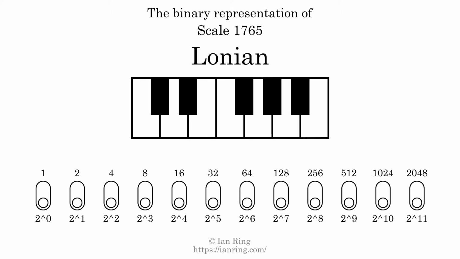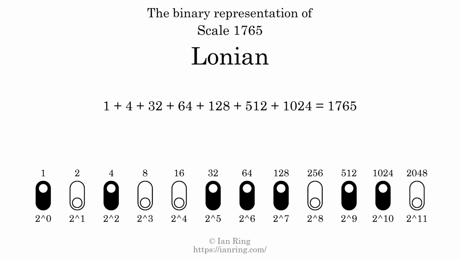The binary representation of this scale is determined by mapping tones of the scale to binary digits. Each binary digit represents a power of 2. To get the scale number, we add the powers of 2 together. The powers of 2 that are present in the scale, all added together, equals 1765. That is why the scale number, in decimal, is 1765.